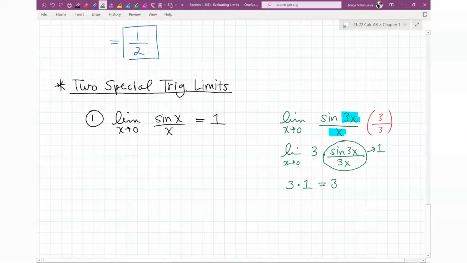Okay? Make the angle and the denominator match. So sine of x over x is true, but it's actually sine of any angle as long as it's divided by that same number or that same term. Now the second one you have to know, kind of similar, not too close, but kind of similar. 1 minus cosine of x over x, that's equal to 0. Same thing though, as long as the denominator and the angle match, then you can put 0.